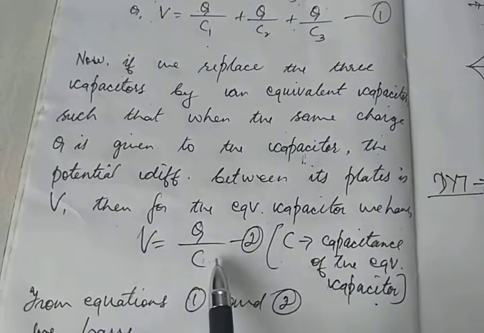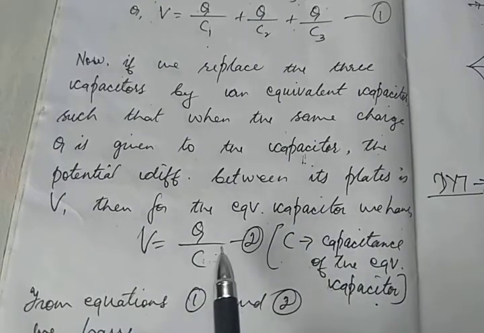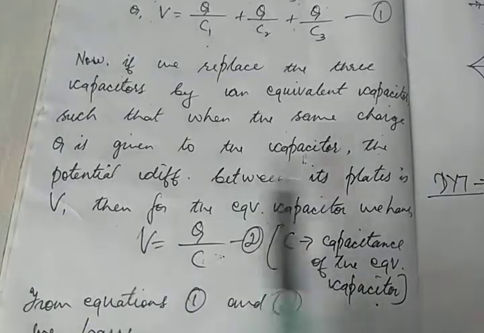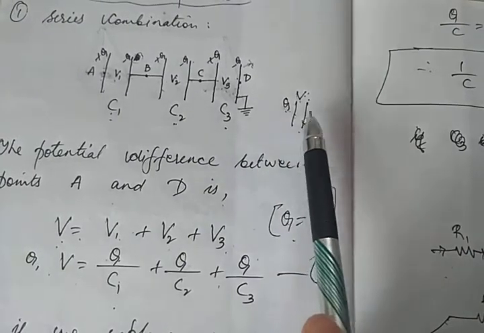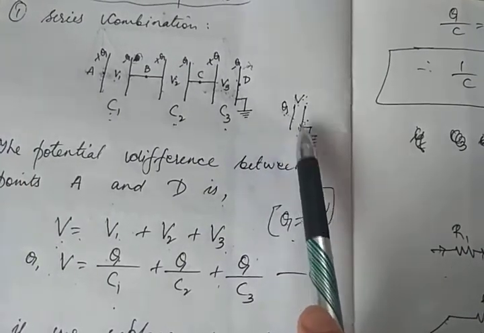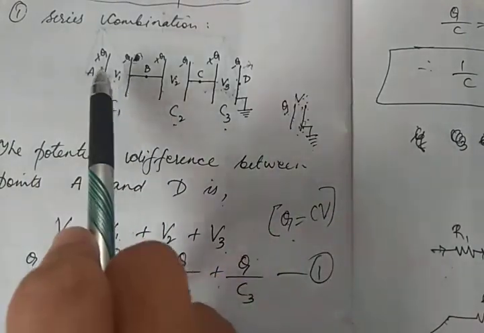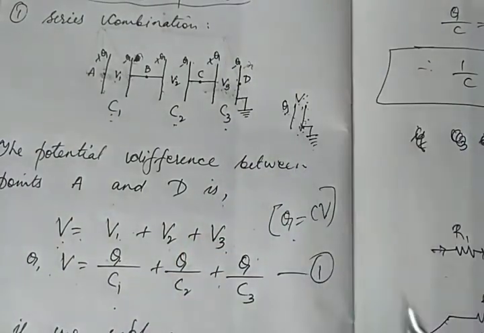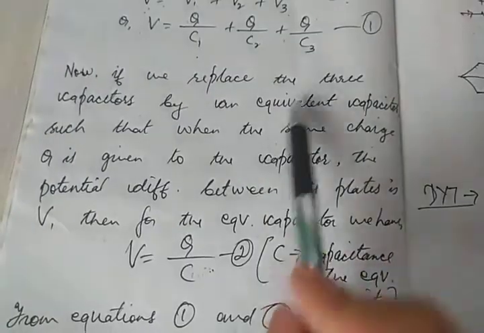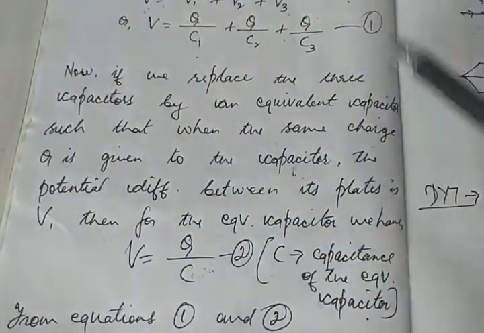This is for the equivalent capacitor, remember. This is true only for an equivalent capacitor. This is not true for any general capacitor. It is only for an equivalent capacitor, such that when we give it the same amount of charge, the potential difference developed is the same as between points A and D. This is a very, very important point that you need to write. You have to write this, remember, if you are given this derivation.